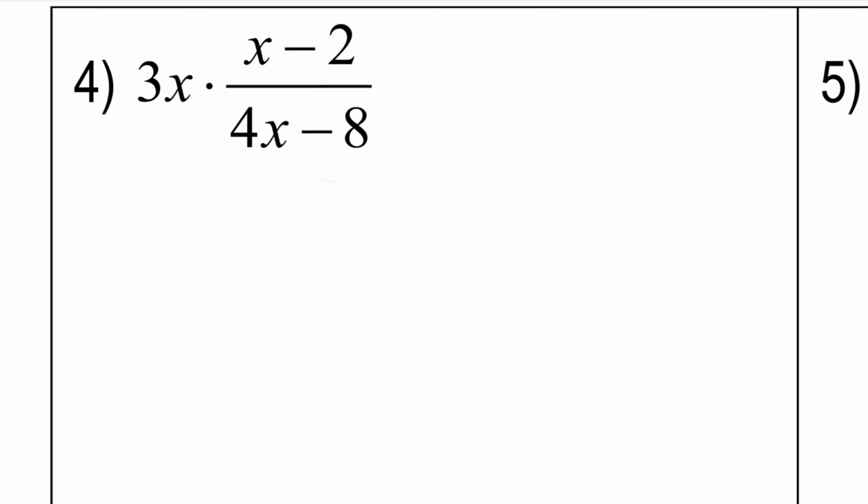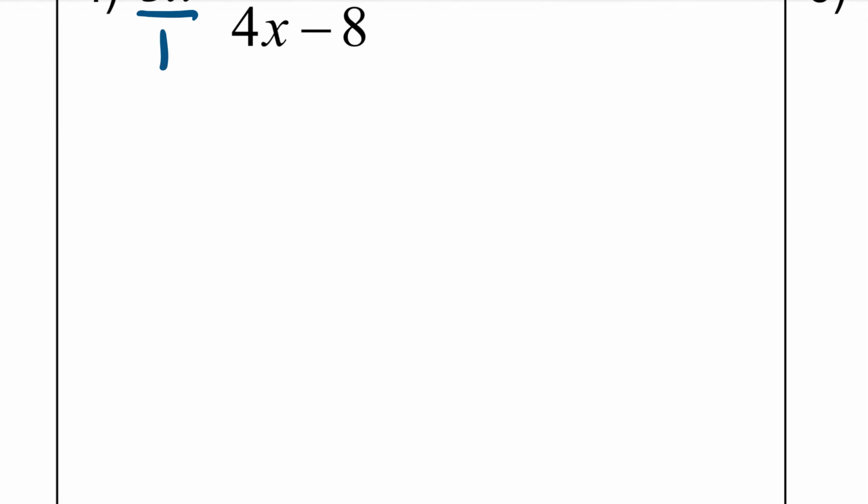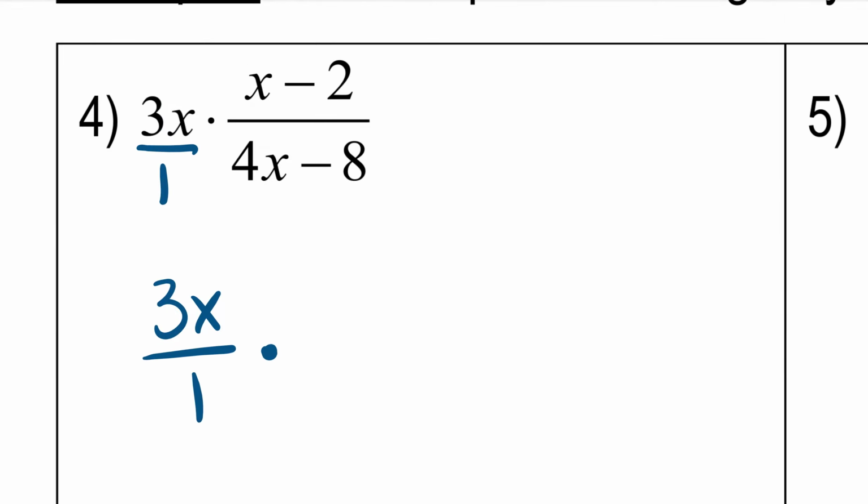Alright, so let's look at these. I have 3x, and of course, if there's no fraction, it's just over 1. I have no GCF, I can't factor, so I'm just going to write 3x over 1 times. Now let's look at this next fraction. If we look at the top, I have no GCF, I can't factor that, so I'm just going to leave that one alone also.